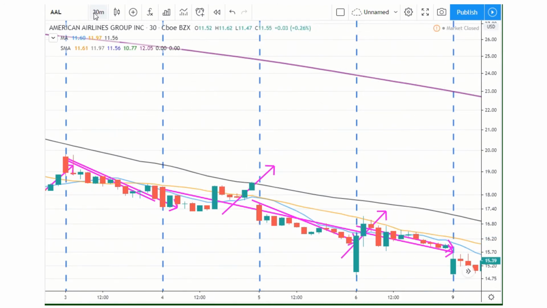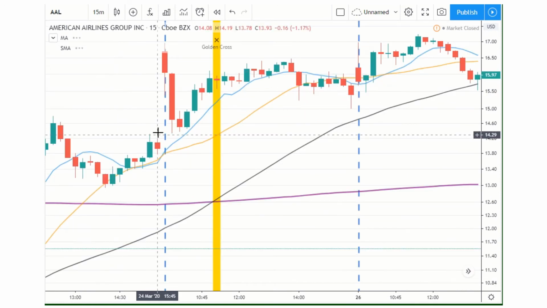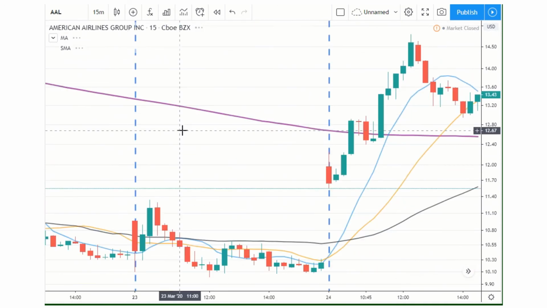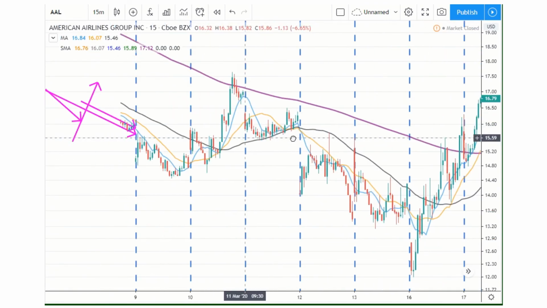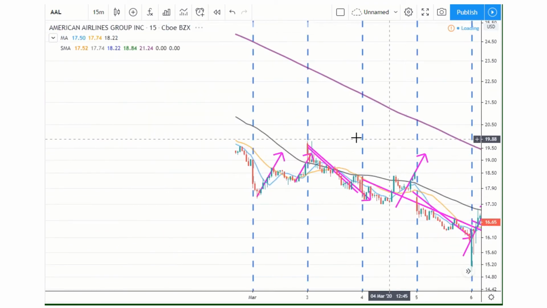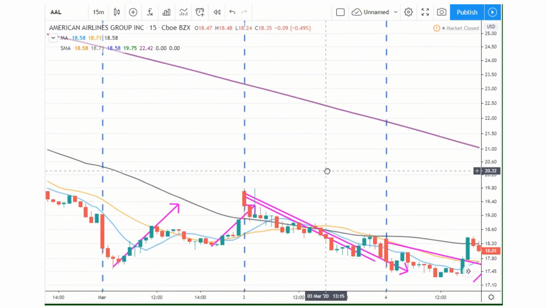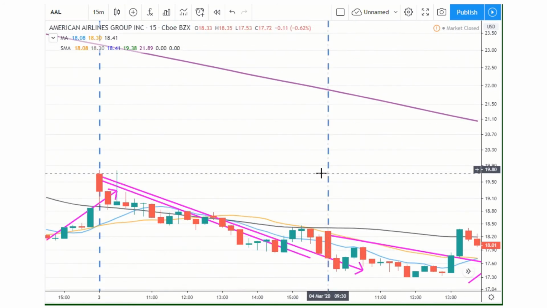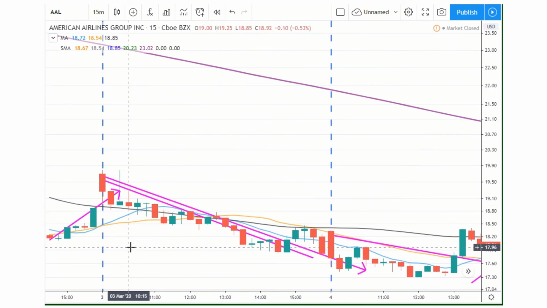Okay, that's a 30-minute time frame. So let's go to the 15-minute time frame, and we're going to look for March the 2nd. Okay, there we go. And let's look at the 3rd day in March.